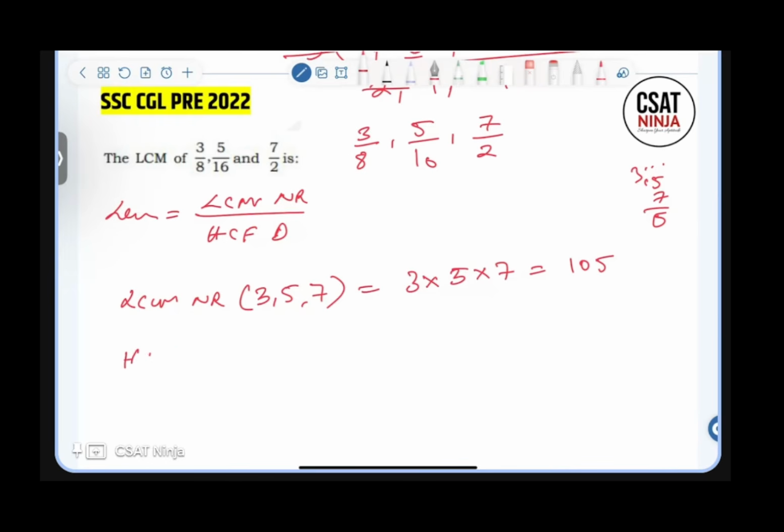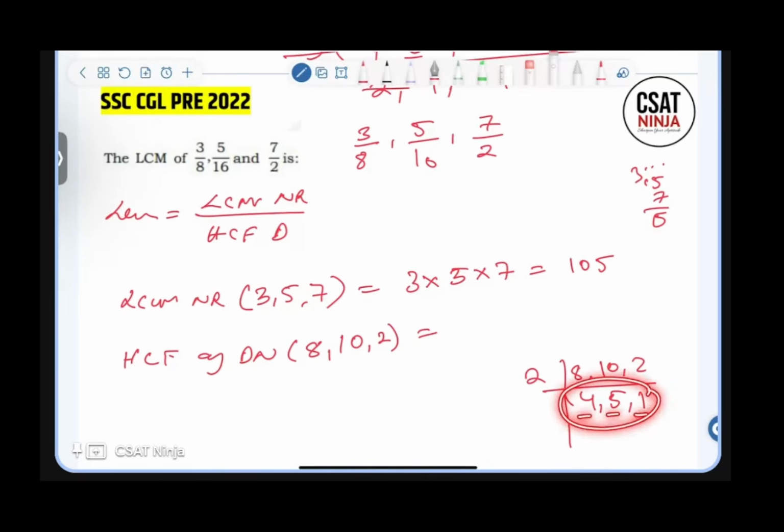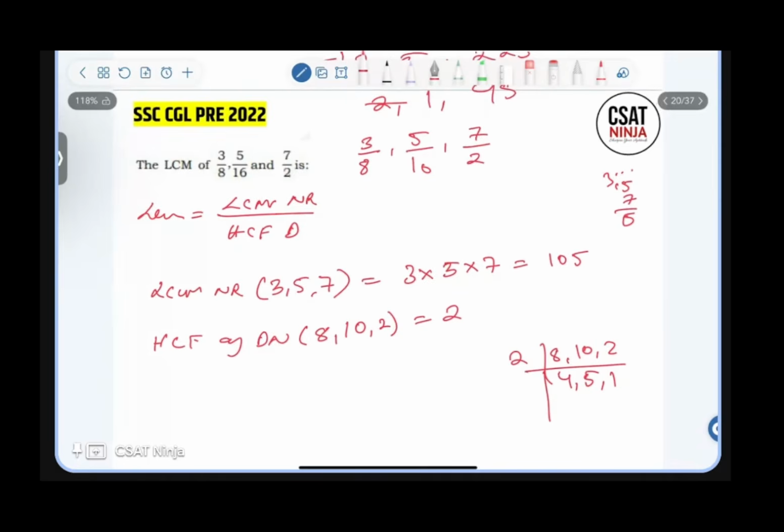Let us find the HCF of the denominator. What is it? 8, 16, and 2. By the shortcut rule, what do we do? 2 4s are 8, 2 8s are 16, 2 1s are 2. There's no such number that can divide 4, 8, and 1. So I can stop here, which means HCF here is 2. Oh, yeah, thank you. It's 16 there.